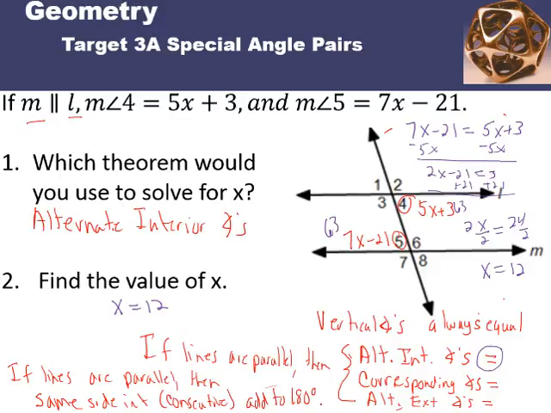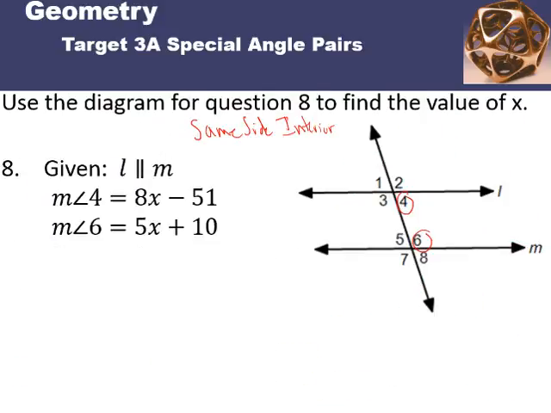So let's go back here. And let's double check. Are 4 and 6 same side interior? They are, so that means they add to 180. So instead of setting them equal to each other, I'm going to add them up to get 180. So I'm going to say angle 4, which is 8x minus 51, and I'm going to add to that angle 6, which is 5x plus 10, and that's going to equal 180.